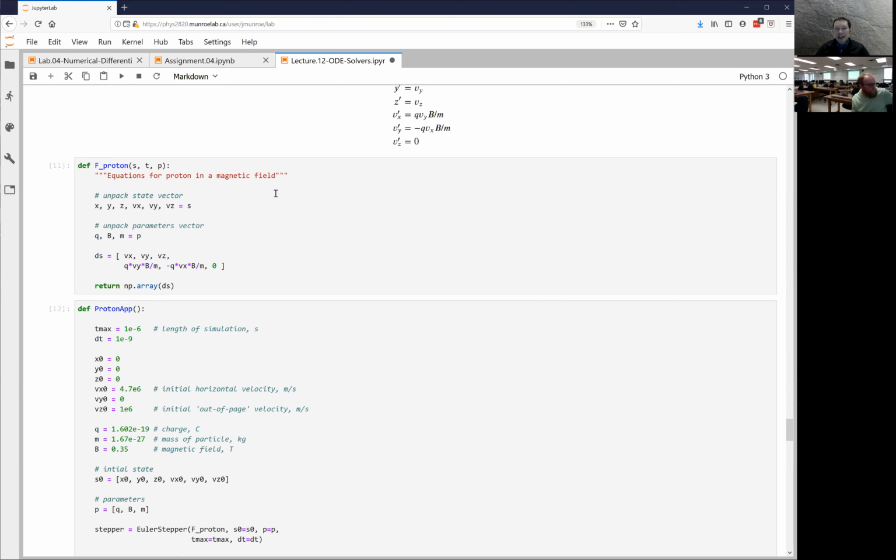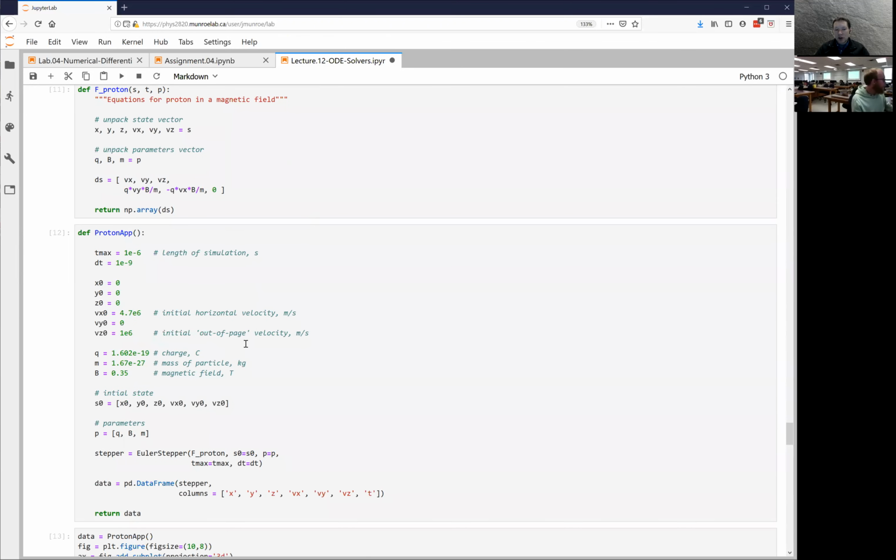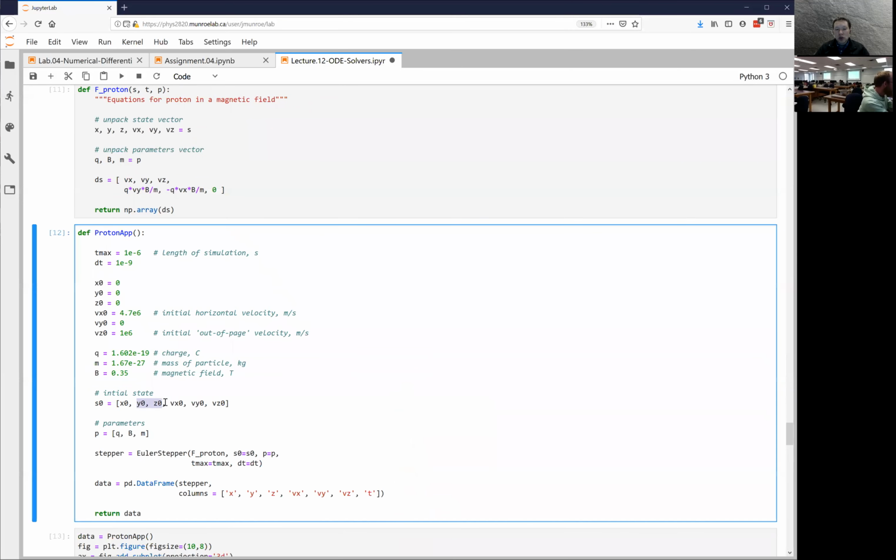If I was to take this function, but then choose for some bizarre reason that I wanted to start my state function like this, where I said, I'll do x, then vx, and y, then vy, then z, vz. That would be bad, okay? Because I need to know the order in which I'm doing things.